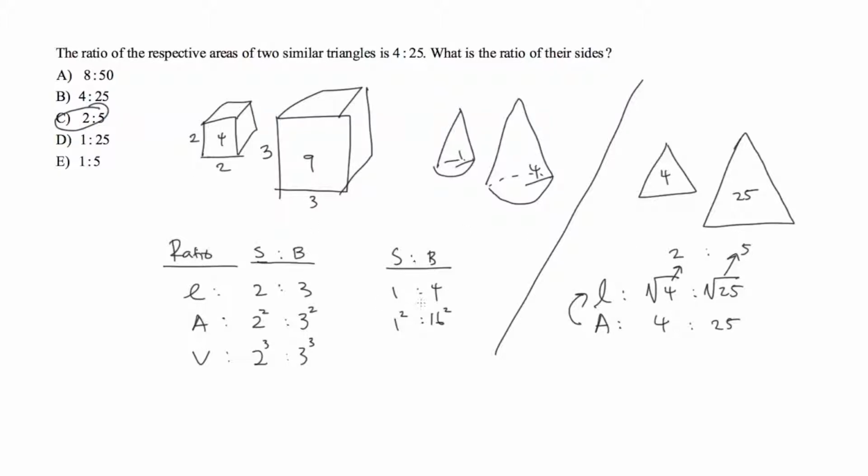So make sure you practice this. This again only applies to two similar shapes, whether they're cubes, cones, spheres, rectangles, or in this case triangles. Make sure that you know the relationship. We take the length ratio and square it to find the area ratio. We take the length ratio and we cube it to get the volume ratio.